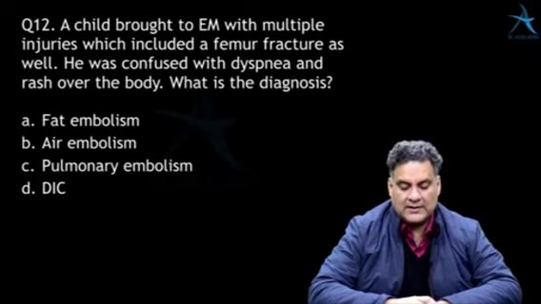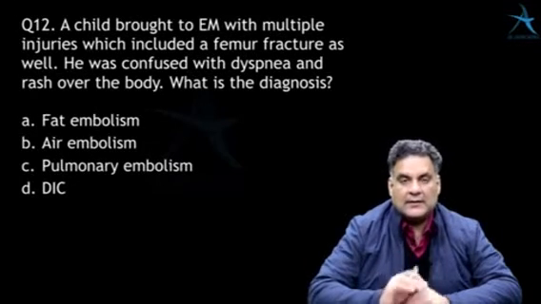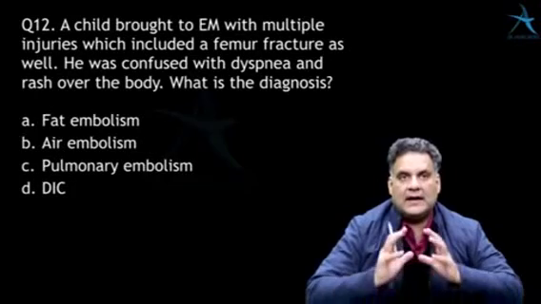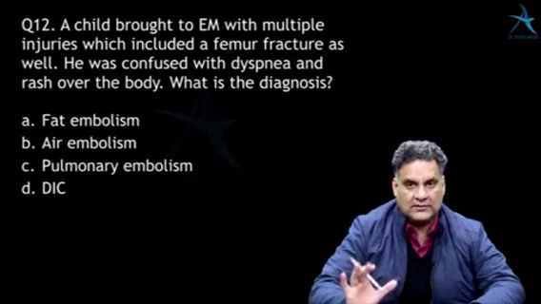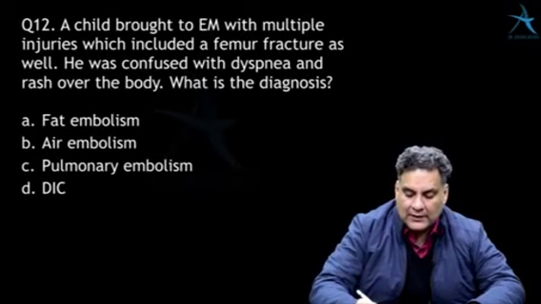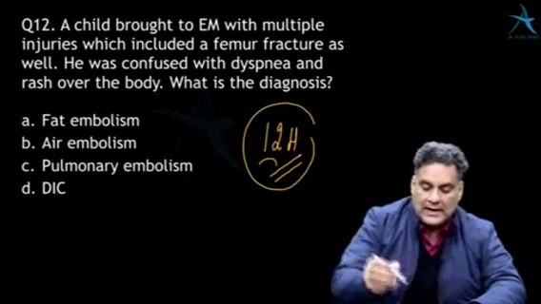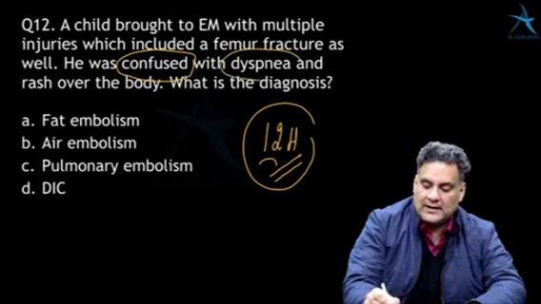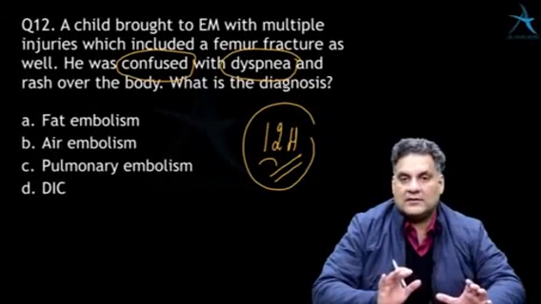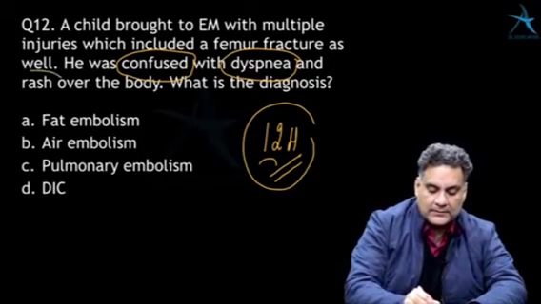A child brought to emergency with multiple injuries, which included a femur fracture as well. He was confused with dyspnea and rash over the body. What is the diagnosis? Now the catch in this question was that the child presented 12 hours after the injury. He had confusion, meaning cerebral depression, dyspnea, and the saturation was depressed. Even after giving oxygen, he was not improving, and there was rash.